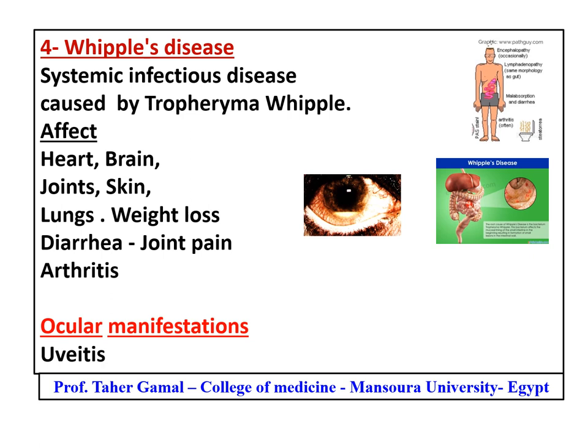Another bacterial infection is Whipple disease, a systemic infectious disease caused by Tropheryma whipplei. It affects the heart, the brain, the joints, skin, and lungs, causing weight loss, diarrhea, joint pain, and arthritis. Its ocular manifestation is uveitis.